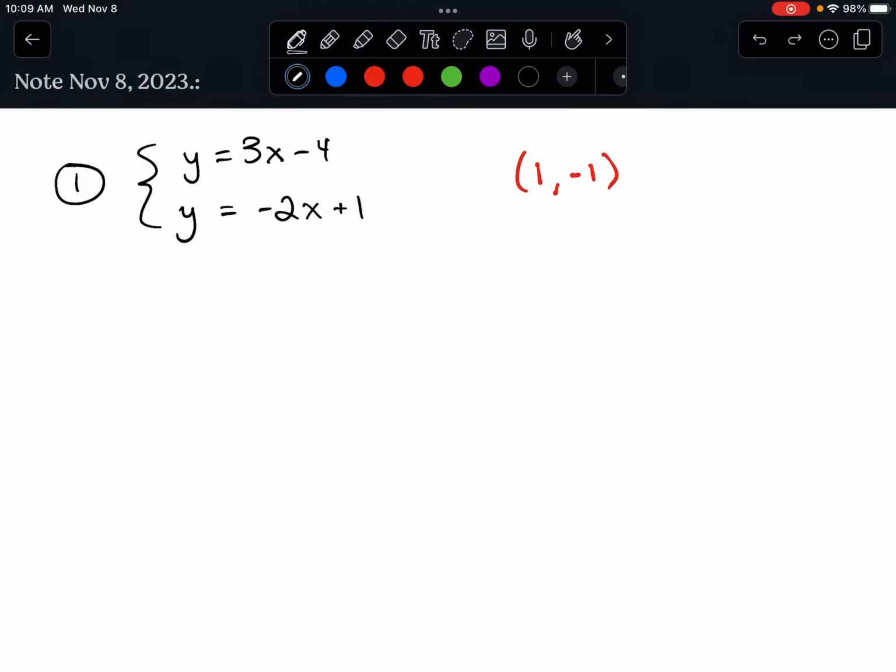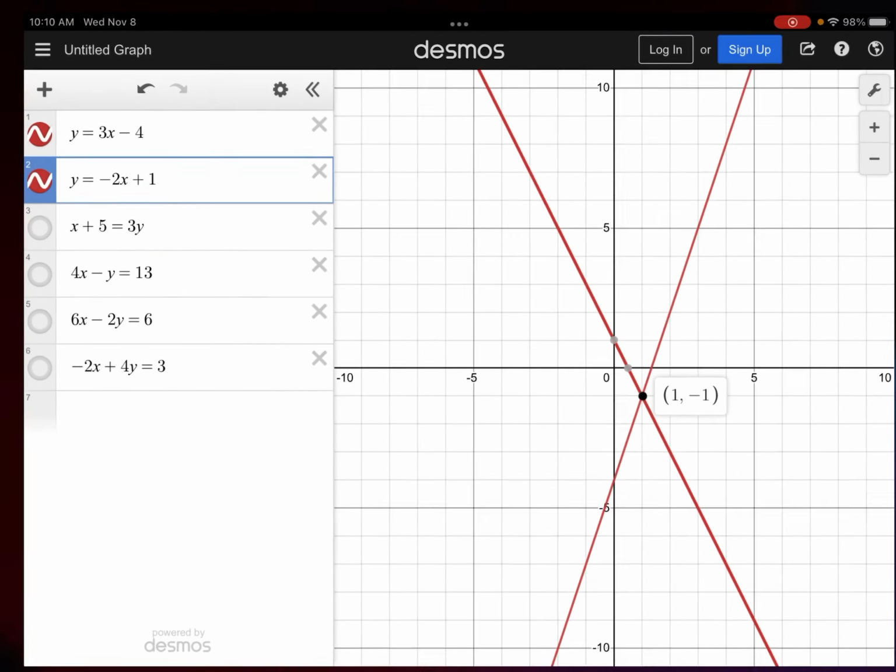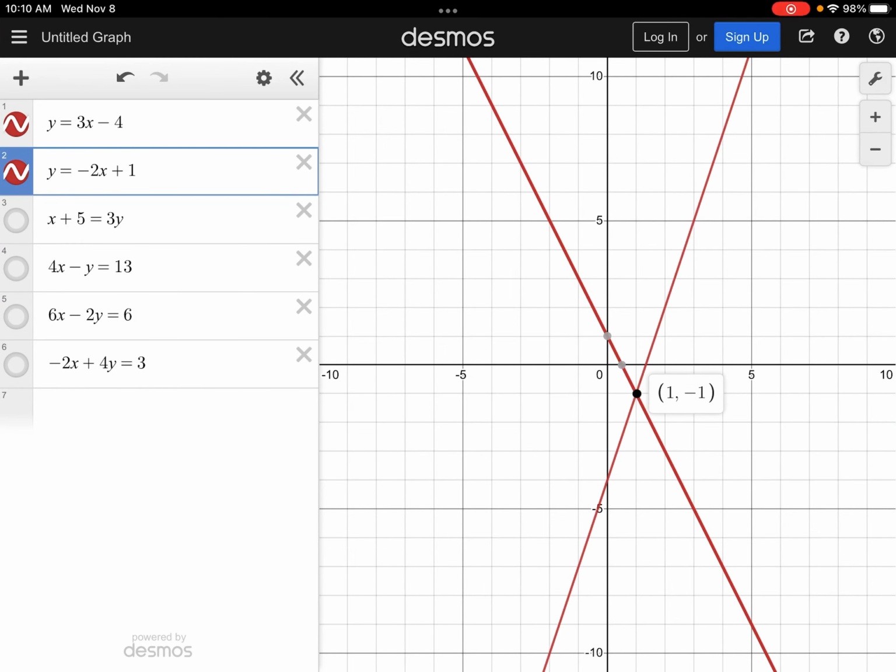So we are in section 3.3. Here we are solving systems of linear equations using a method called substitution. In the last section, 3.2, we talked about how to solve these systems using graphing. If I graph these two linear equations, which I already did on Desmos, we would see that they intersect at (1, -1). So we know that our answer should be x equals 1 and y equals -1.